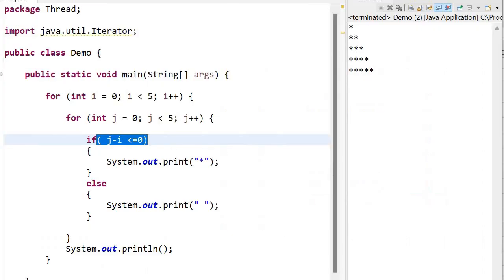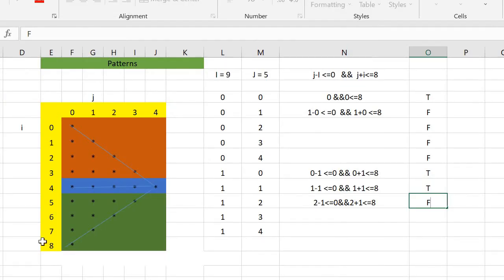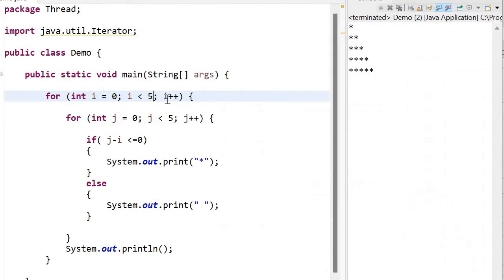Let us now move on to the coding section. Well, we already have this equation over here, so I will just be changing the variables and the values. So as we know, the value of i is less than 9, and the value of j remains the same. I have mentioned the condition as j minus i is less than or equal to 0 and j plus i is less than or equal to 8, right? So it will print the asterisk and it will print the space over here. And we have got our correct answer.